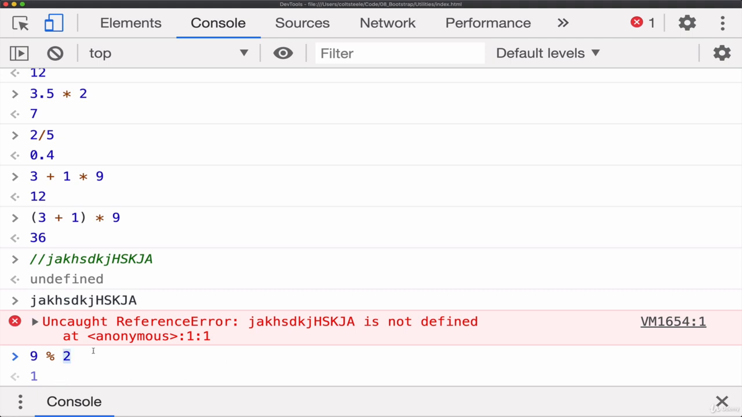So here's how it works. It's called the remainder operator. We have 9 modulo, a lot of people say mod, 9 mod 2. 2 goes into 9 how many times, as a whole number? It goes in 4 times. And then what is the remainder left after that? Well, 4 times 2 is 8. So that's a remainder of 1, 9 minus 8.